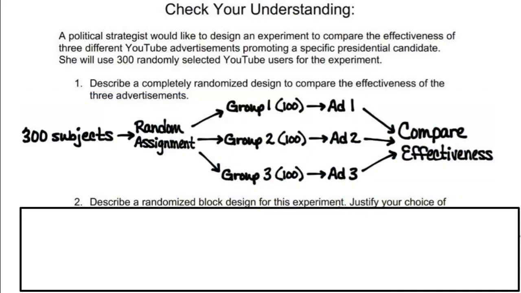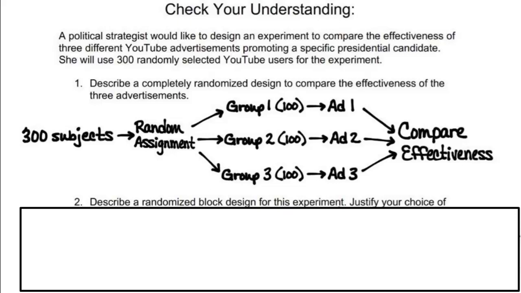So yeah, you have your 300 subjects. You go about randomly assigning them to the 3 groups. Group 1 gets exposed to ad number 1. Group 2 gets exposed to ad 2. Group 3 to ad 3. Then you compare the effectiveness. So who's more likely to vote for those? Or are they more likely to vote for that candidate versus another candidate? I love that you went through and explicitly described how you would do your random assignment.